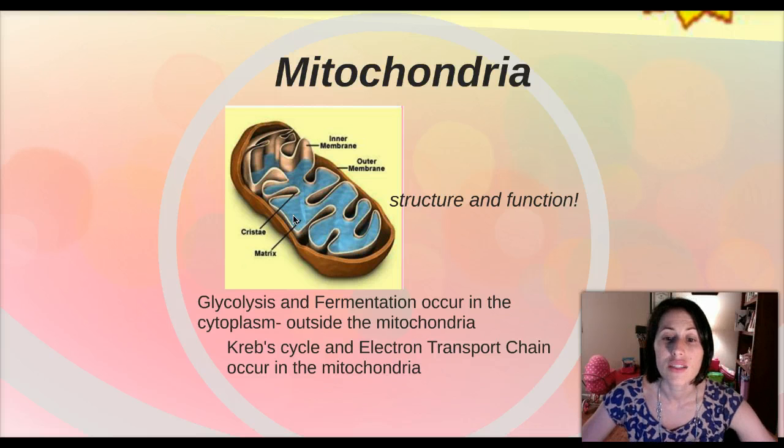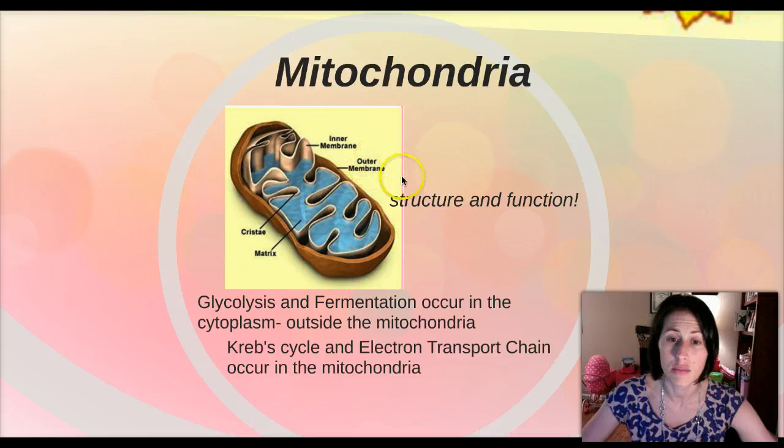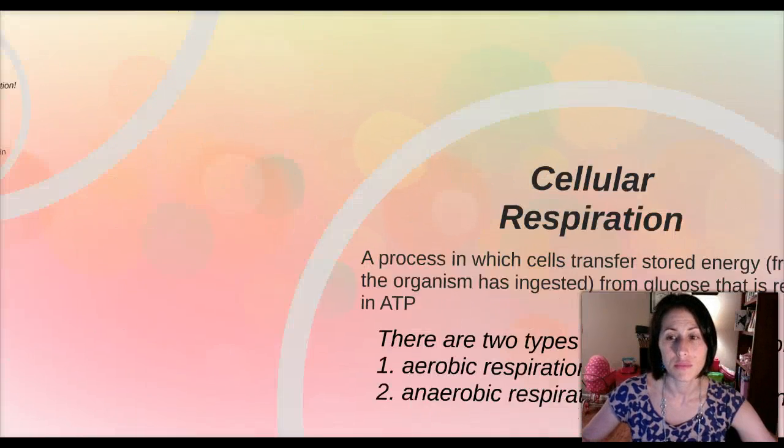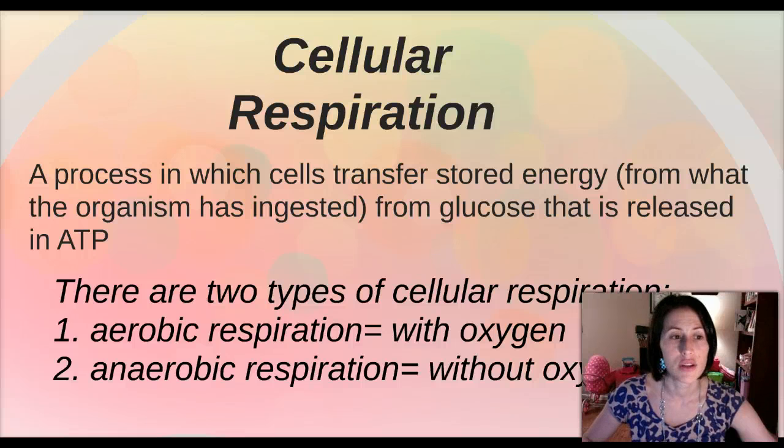Okay, so glycolysis and fermentation occur just outside the mitochondria in the cytoplasm of the cell. And then the second two steps, Krebs cycle and the electron transport chain, are going to occur in here. The Krebs cycle actually occurs in that fluid area, the matrix, and the electron transport chain occurs in what's called the cristae, which is basically the inner membrane.